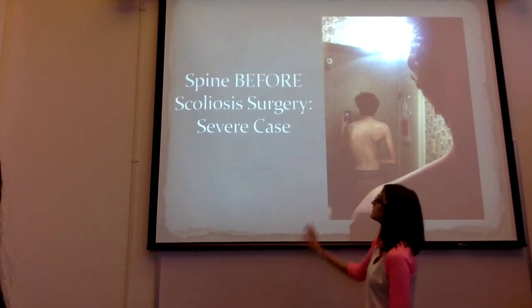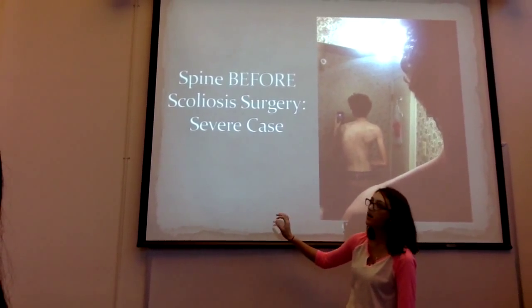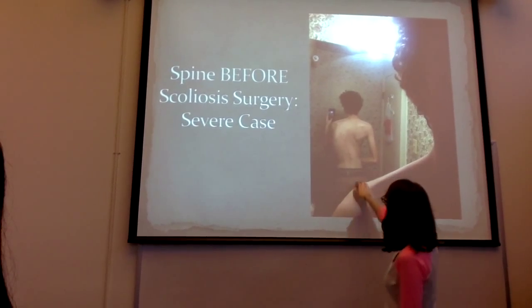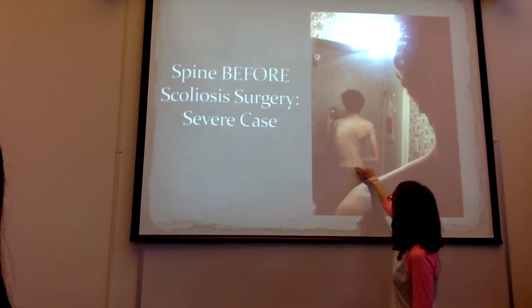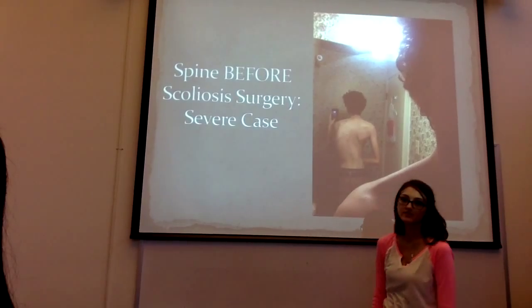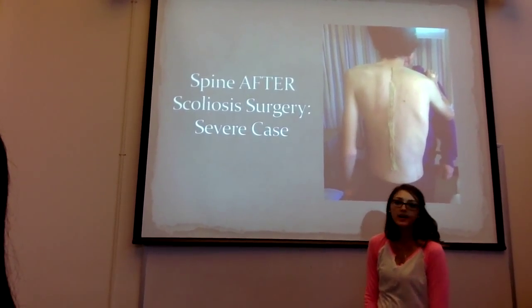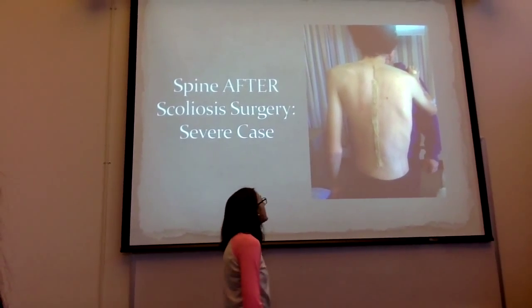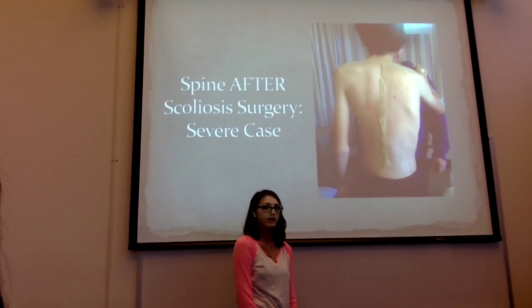All right, this is a severe case of scoliosis, and this was before the scoliosis surgery. You can see that this patient had a very large curve. And this is the same patient's spine after surgery, and it was a major improvement.